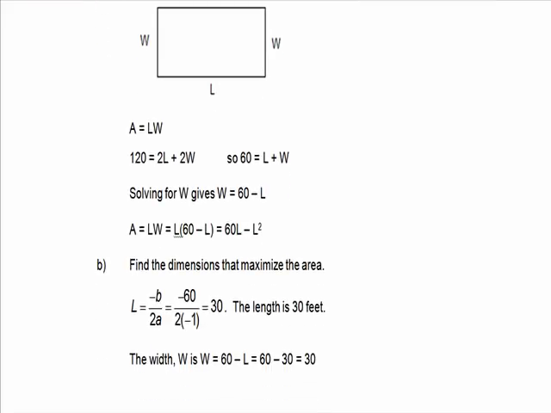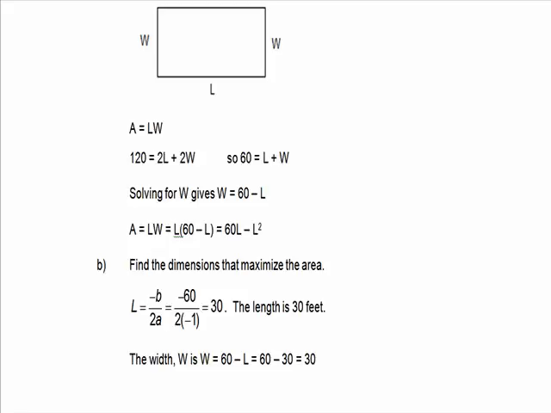Now, I'd like to find the dimensions that maximize the area. Well, notice if I look at my equation, the squared term's negative, so I have a parabola that's concave down, it opens down, and so the vertex is the maximum. So if I'm looking for dimensions that maximize the area, I'm looking for the vertex or something related to the vertex of that particular function.